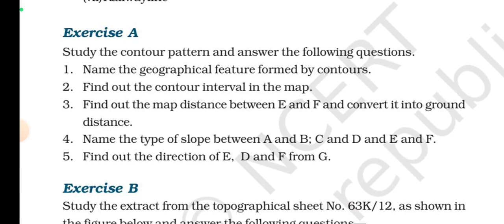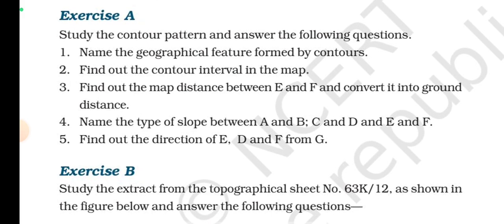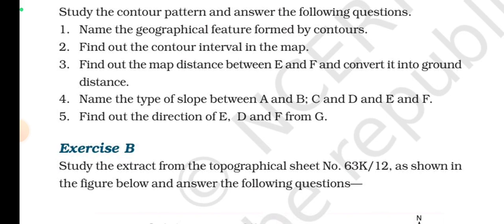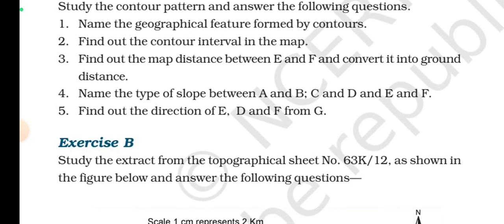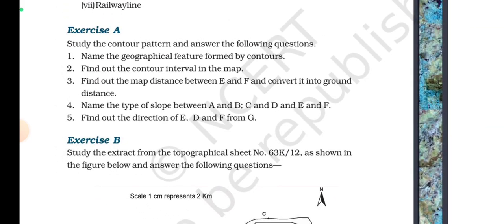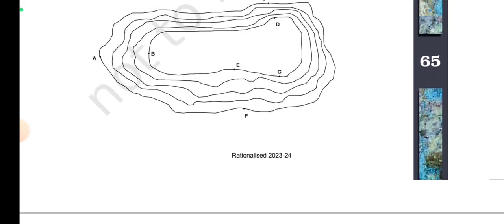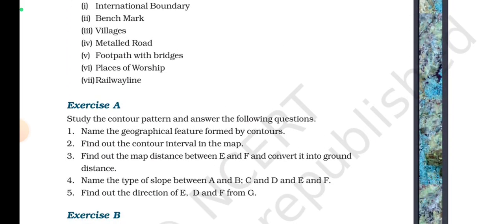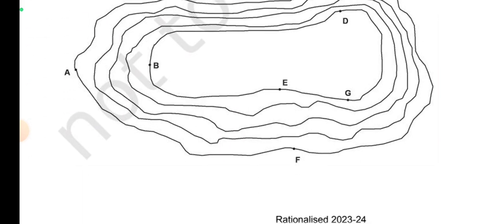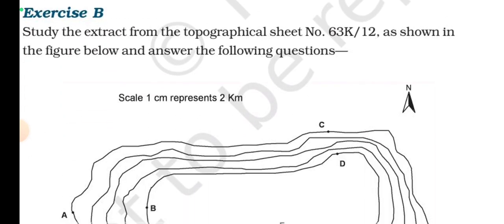Study the contour pattern and answer the following questions. Name the geographical feature formed by contours. Find out the contour interval in the map. Find out the map distance. अच्छा, मान लो आपको एक contour line दे दिया गया, यहाँ पर शायद ये contour line दे दिया गया और इसका फीचर को आप आइडेंटिफाई करना है. जियोग्राफिकल फीचर क्या है? Now find out the contour interval. contour interval क्या है? ठीक है.